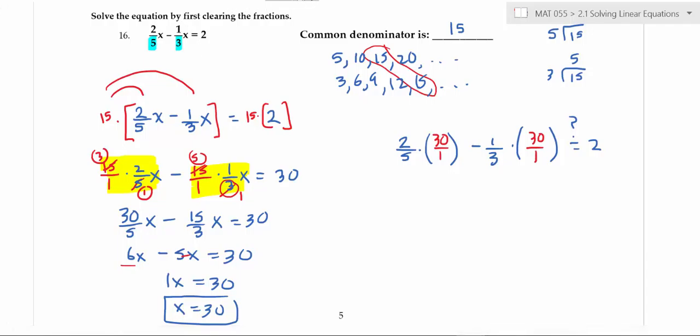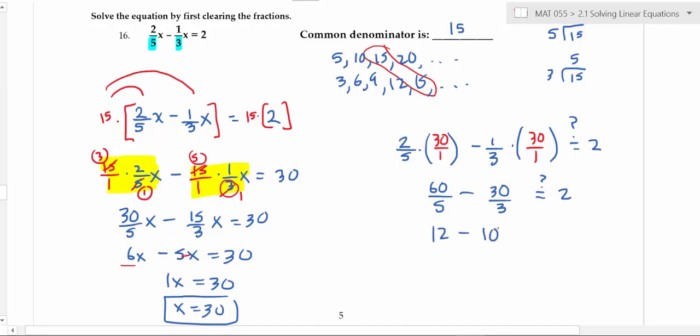So if we multiply this straight across, you'd have 60 over 5 minus 30 over 3, and we'll see if that's 2. 60 over 5 is 12. 30 over 3 is 10. Is that 2? Yes, it is. So you have 2 equals 2, so it's the right answer.